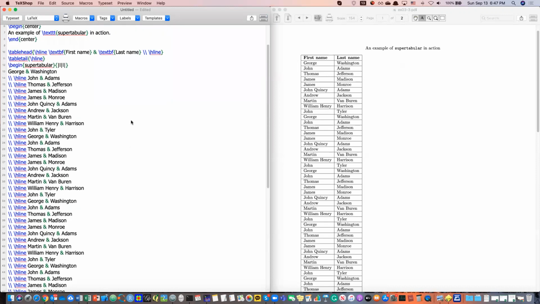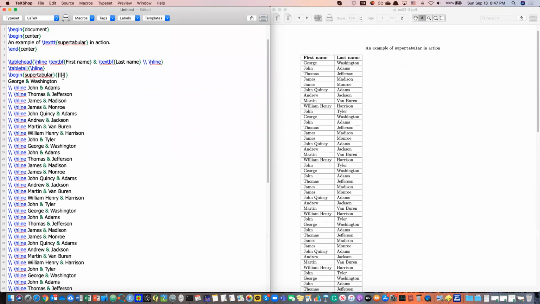So now, first row, I mean, after the table head, the first row is George and Washington, right? And then those double backslash, that means move to the next line, and then draw the horizontal line, okay? Right, and then we write John Adams, okay? So then double backslash, then move to the next line, and then draw the horizontal line, then Thomas Jefferson, okay? Like this.